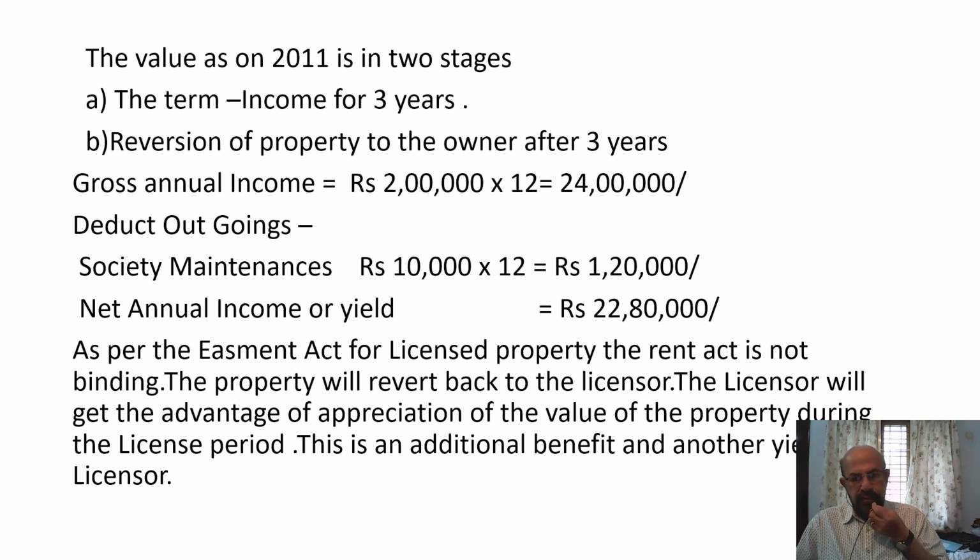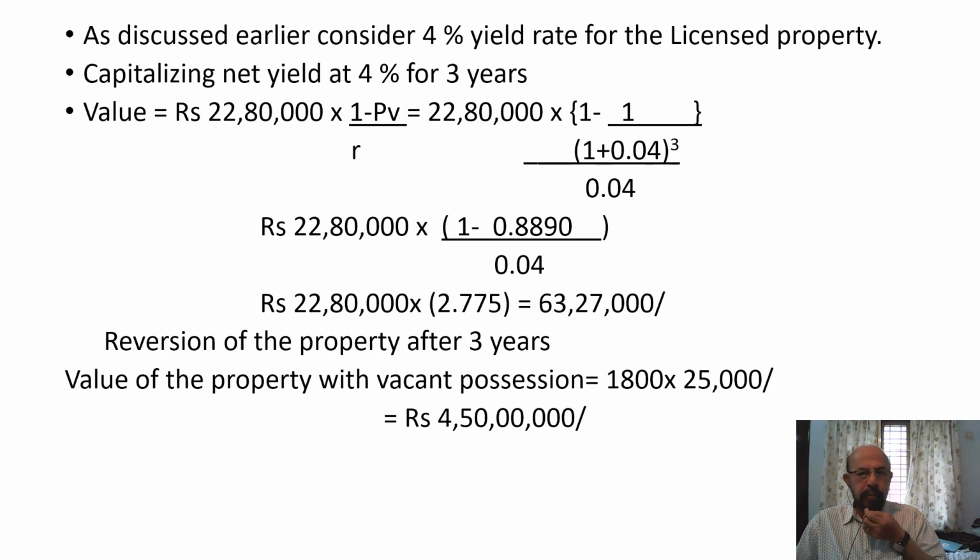As per the Easement Act for licensed property, the Rent Act is not binding. The property will revert back to the licensor. The licensor will get the advantage of appreciation of the value of the property during the license period. This is an additional benefit and another yield to the licensor. As discussed earlier, 4% yield rate for the licensed property.